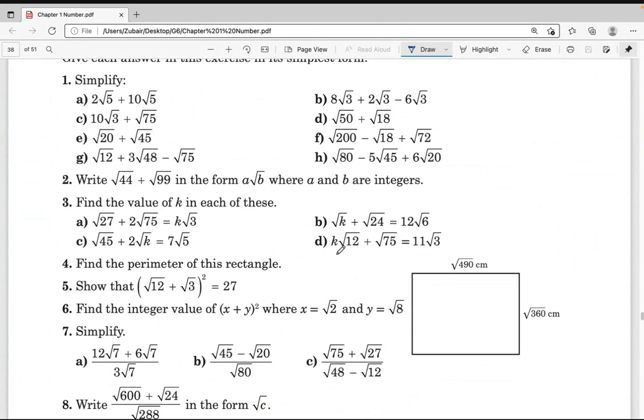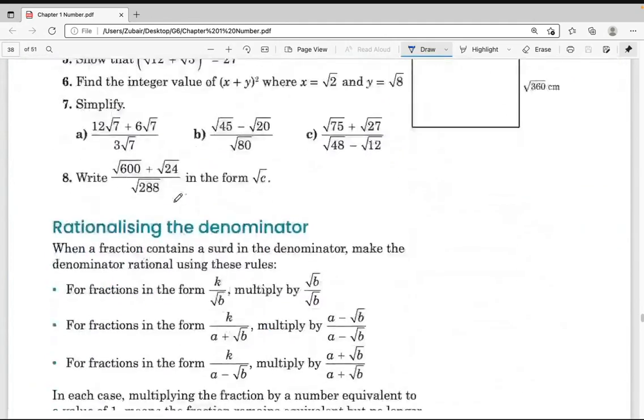So you need to go through these. Keep your calculator along with you, but do try without it first and then check.